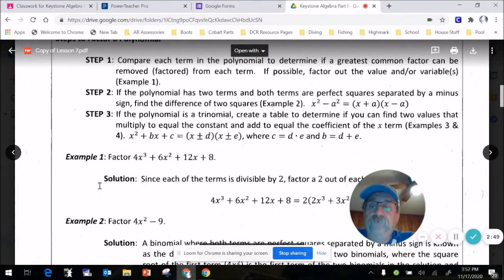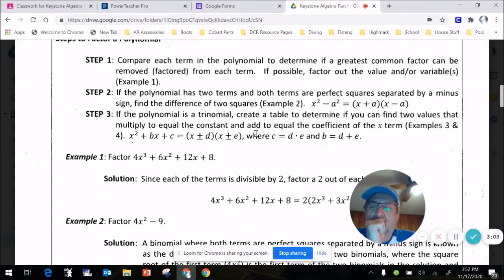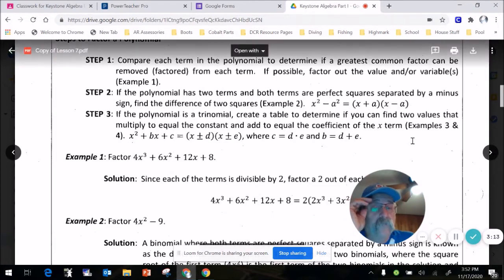See example 1. Step 2, if the polynomial has two terms and both terms are perfect squares separated by a minus sign, find the difference of the two squares. We'll talk about example 2 in a bit. Step 3, if the polynomial is a trinomial, create a table to determine if you can find two values that multiply to equal the constant and add to equal the coefficient of the x term. See examples 3 and 4.